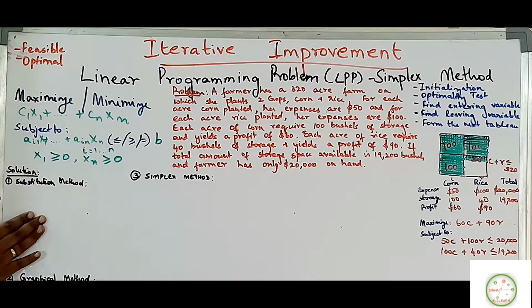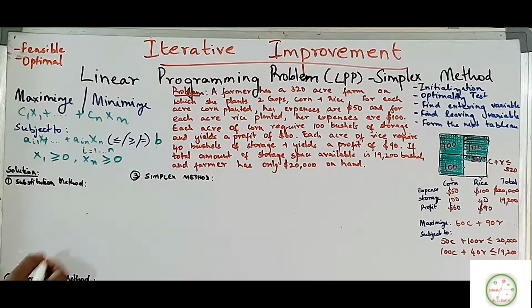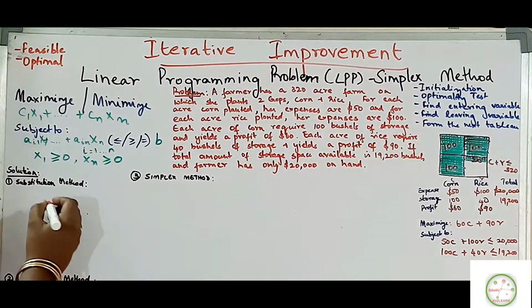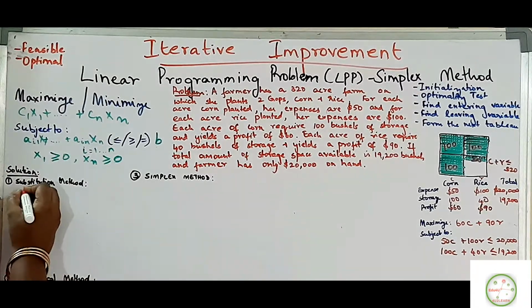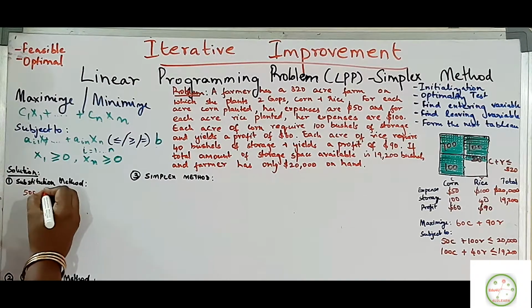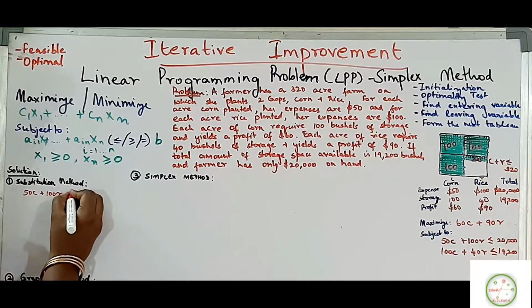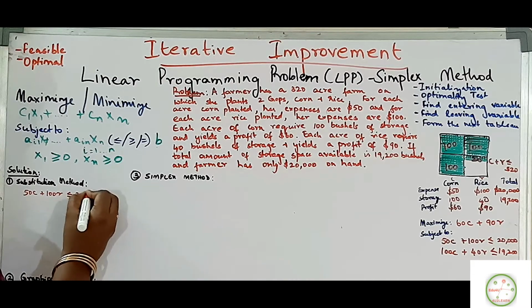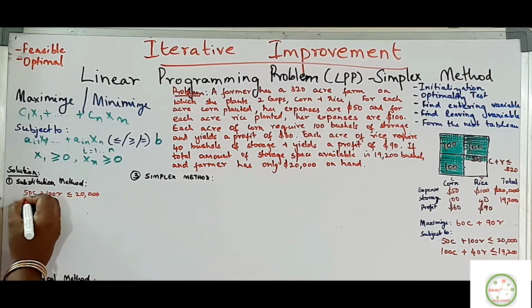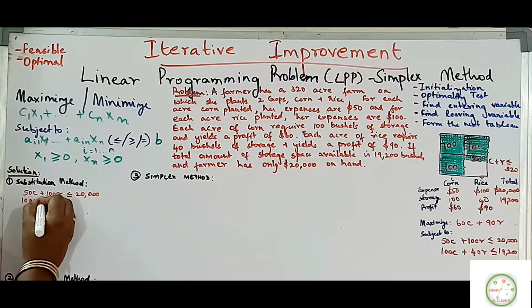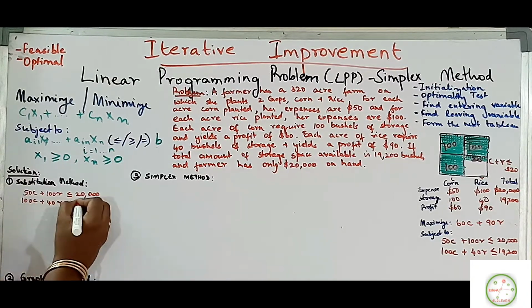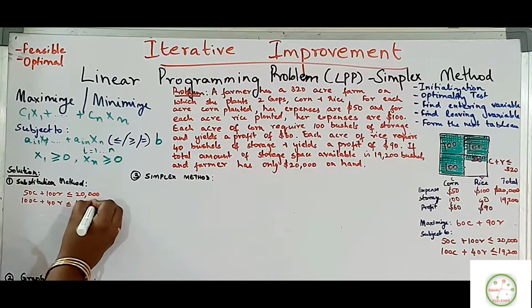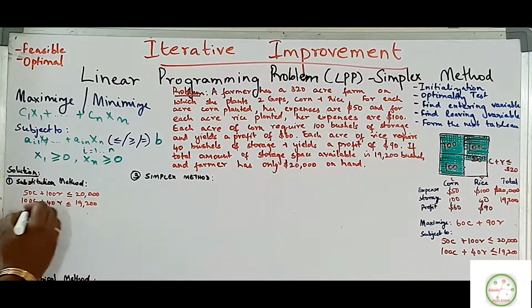So let us first look into the normal conventional method of solving the problem, then the graphical method, then we'll move on to the simplex method. So this is the statement. We have, let's take it as, 50C plus 100R less than or equal to 20,000, and the next one 100C plus 40R less than or equal to 19,200. So now let's equate it.